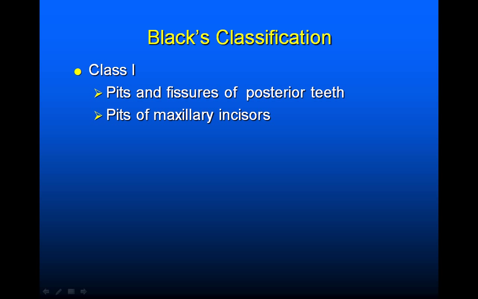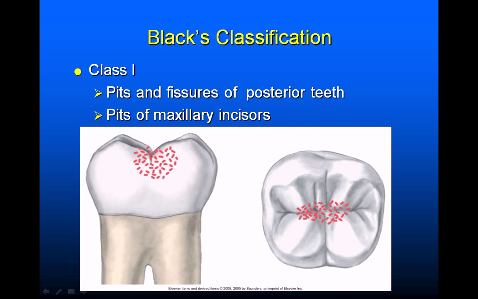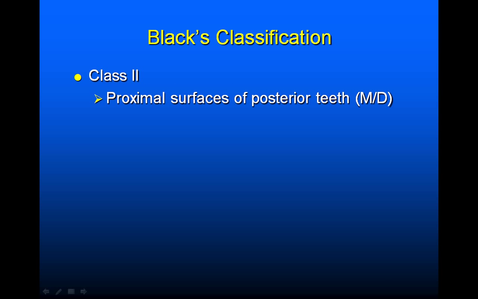There are 6 classifications. Class 1 refers to pits and fissures found on posterior teeth and pits on maxillary incisors. This illustration here, the red dots indicate where a Class 1 cavity would occur. The image on the left shows Class 1 caries on this buccal groove. The image on the right shows the red dots indicating a cavity on the occlusal groove of the tooth.